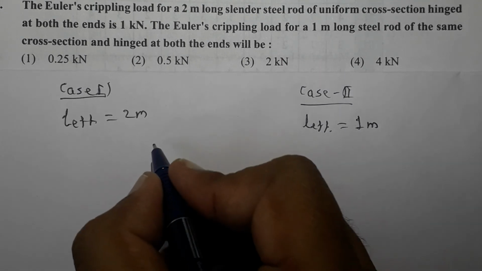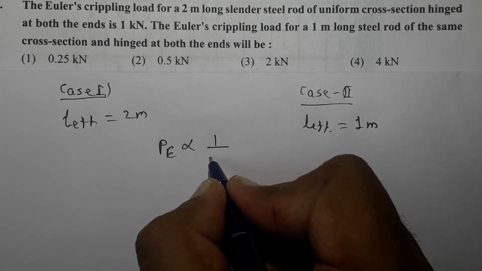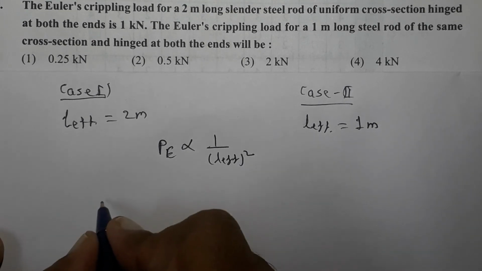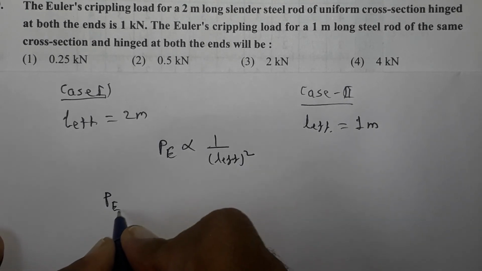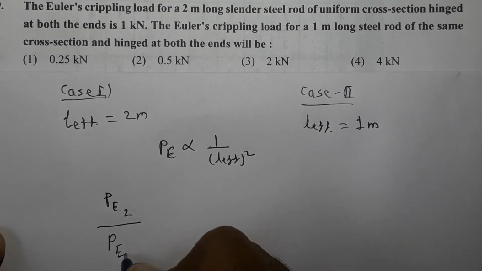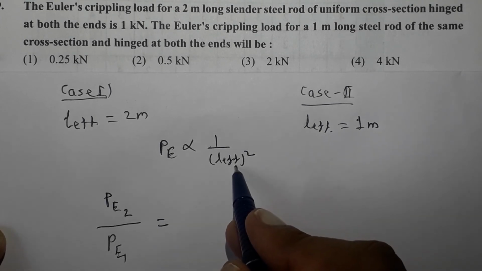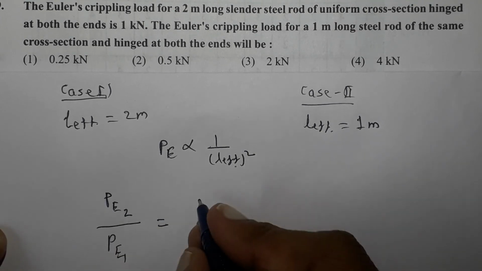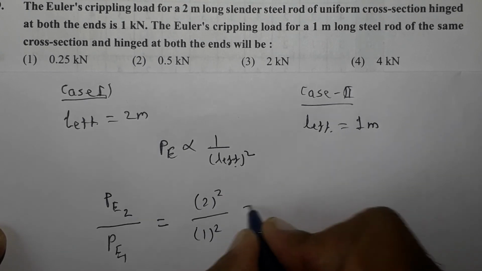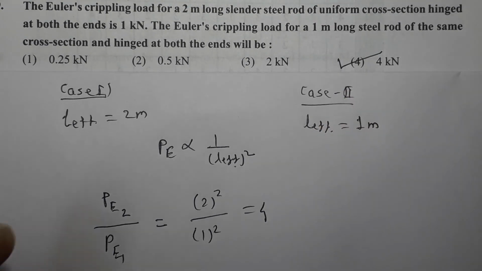Now we know that Euler's load is inversely proportional to the square of the effective length. Therefore the Euler's load in case 2, P2 divided by P1, as it is inversely proportional, will be equal to 2 square divided by 1 square, which is equal to 4, and that is why the correct option is 4 kilonewton.